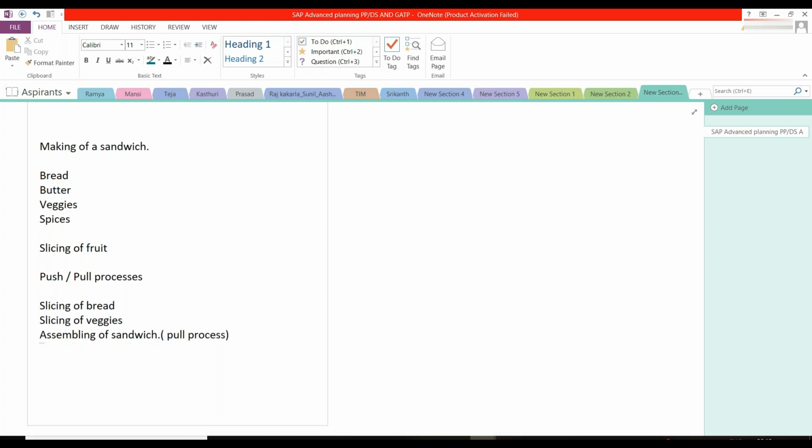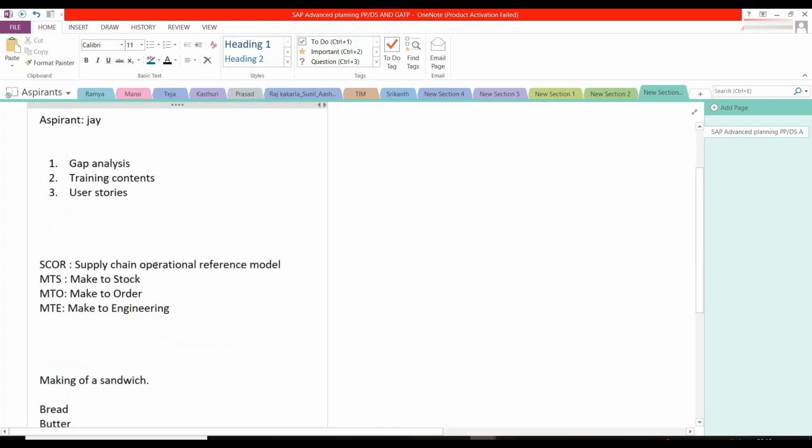In any business context we have a combination of both push and pull processes. If I come back to make to stock, that means my push processes are higher than my pull processes. Agreed? Because everything has already been done before I have placed an order. So when I go to a small bakery and ask for a sandwich, he just gives me the one which is already there.